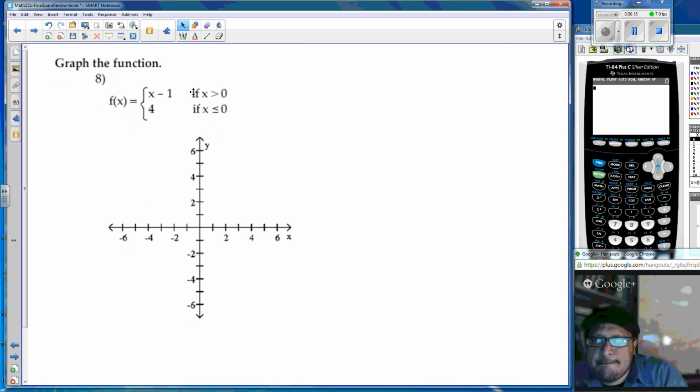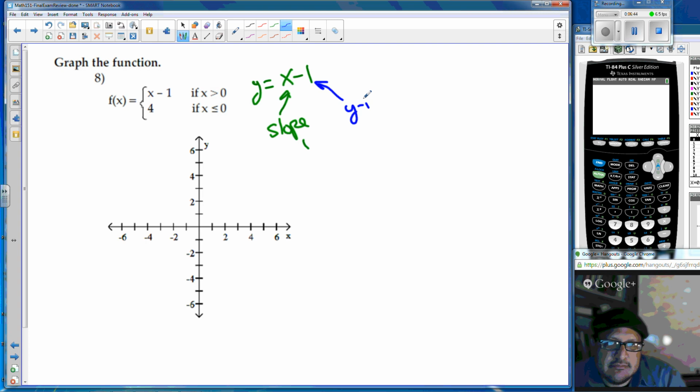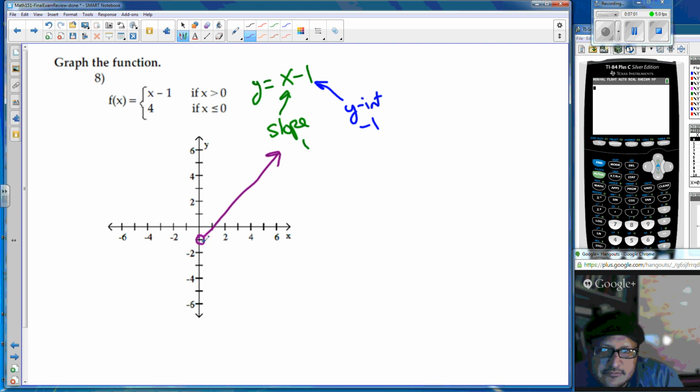Graph this function. So what we're going to have here is two parts. This is a piecewise function. The first part, on the positive side, is equal to x minus 1. If you think about this graph, the slope is just 1. The y-intercept is negative 1. So to draw that, we go down to negative 1, and it's going to be an open circle because it doesn't include 0. The slope of 1 just means it goes off at a 45-degree angle, like this. Go over 1, up 1, over 1, up 1, over 1, up 1.